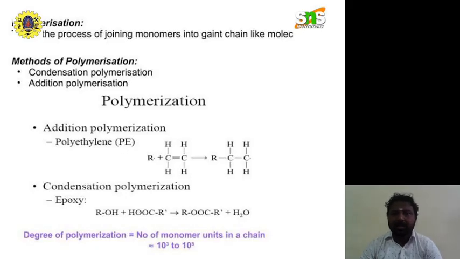Polymerization is the process of joining monomers into a chain-like molecule. For the methods of polymerization, we have two types. First one is condensation polymerization, and the second one is addition polymerization. At first we are going to discuss polymerization, right? Addition polymerization gives polyethylene, whose structure is shown here, and condensation polymerization gives epoxy, whose structure is shown here. The degree of polymerization is equal to the number of polymer units in a chain.